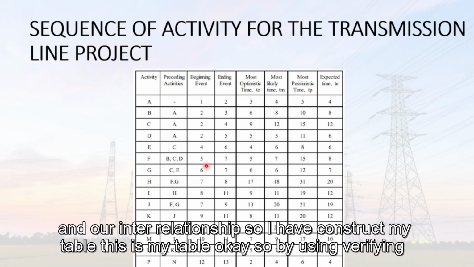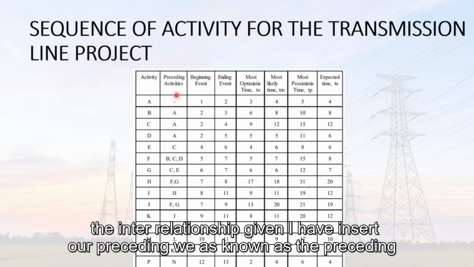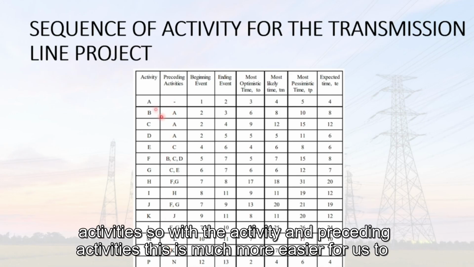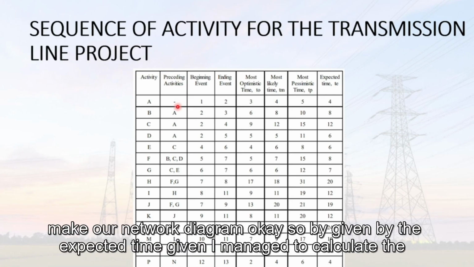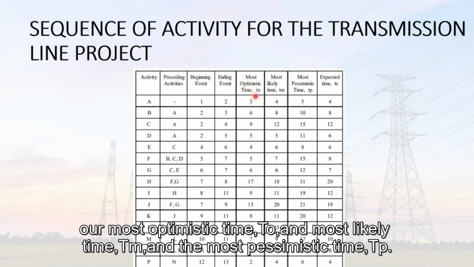This is my table. By referring to the interrelationships given, I inserted the preceding activities. With the activities and preceding activities, it is much easier for us to make our network diagram. By the expected time given, I managed to calculate the most optimistic time TO, the most likely time TM, and the most pessimistic time TP.